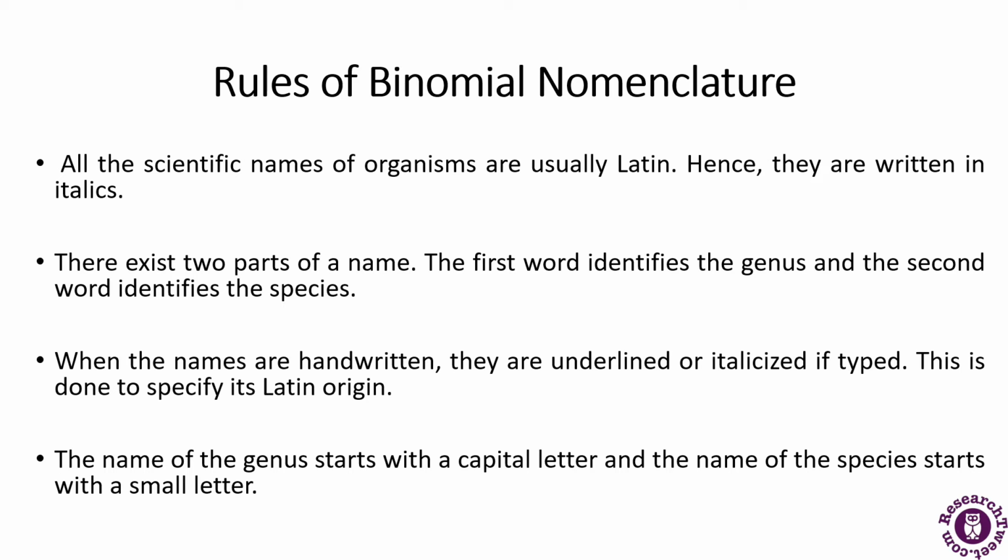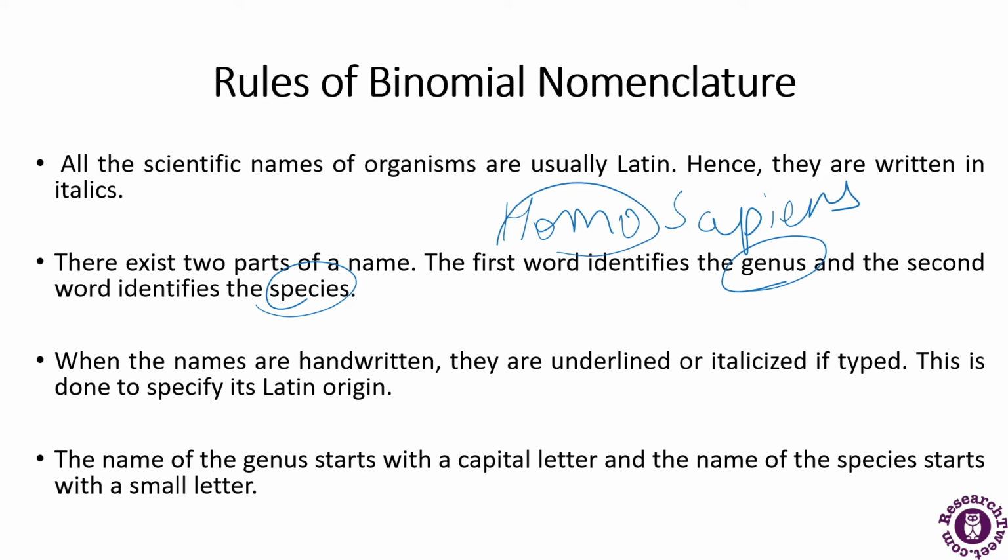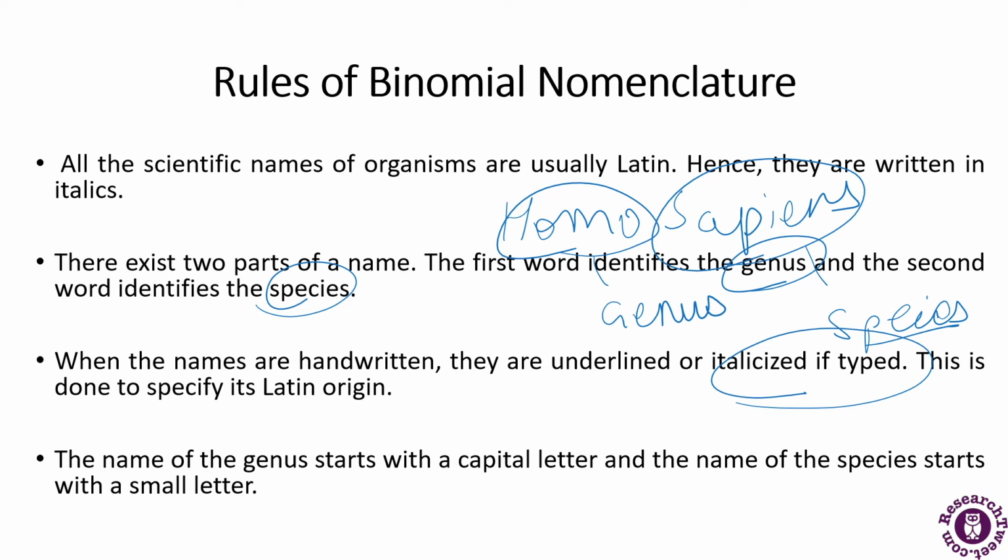There are two parts of the name. The first word identifies the genus and the second word identifies the species. For example, in Homo sapiens, the word Homo represents the genus and the word sapiens represents the species. When these names are handwritten, they are underlined. They are in italics if typed. So if you are typing, use italics, but if you are writing the name by hand, it will be underlined.